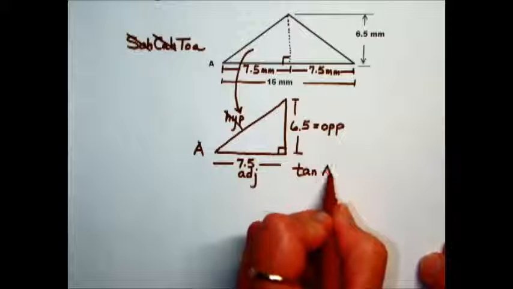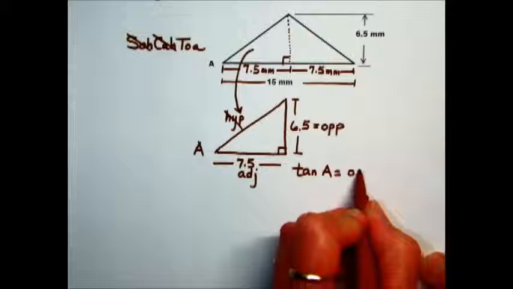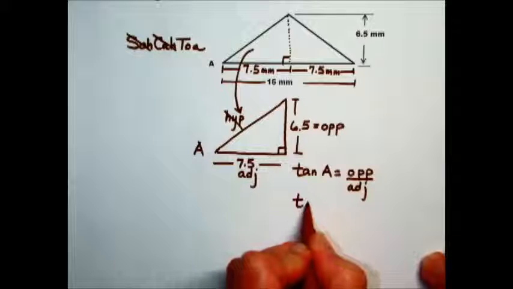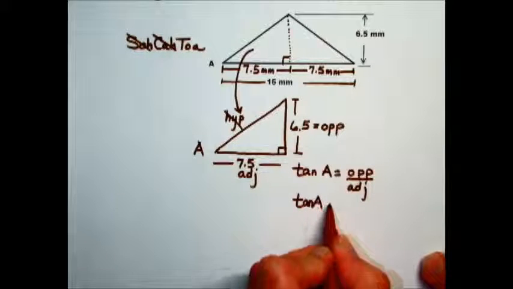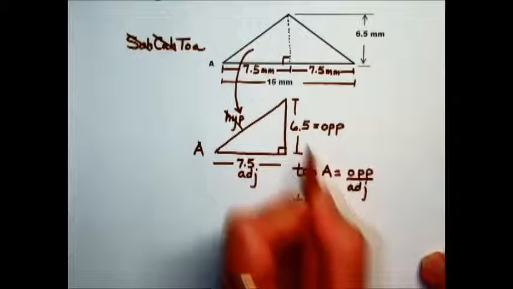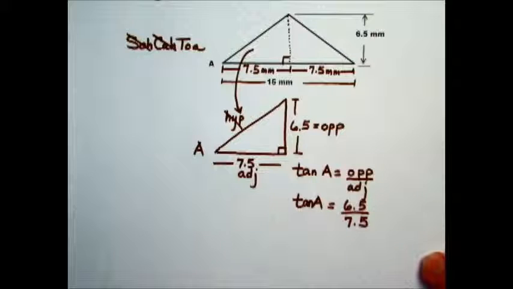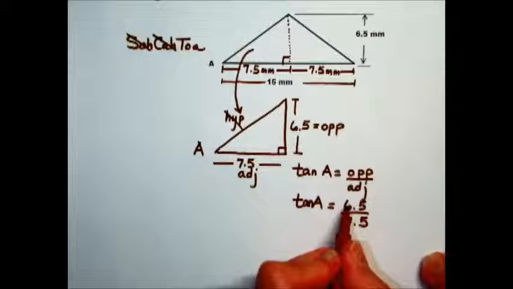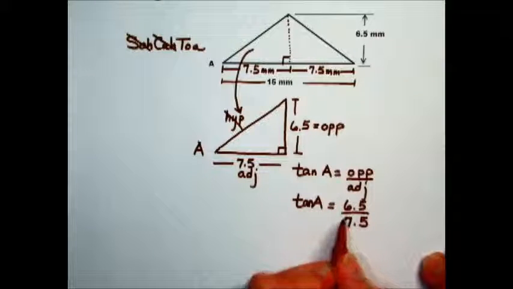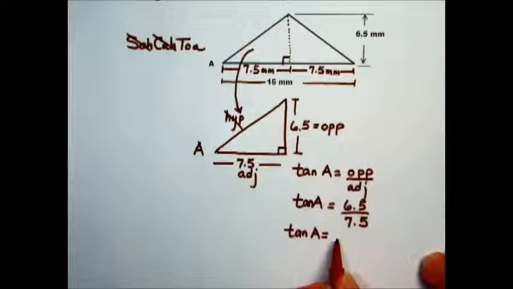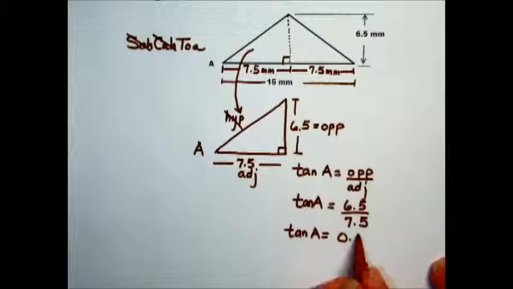ratio. Tangent of an acute angle is equal to O for opposite length over A adjacent length. We don't know the angle, so we'll leave the A by itself. Opposite has a length of 6.5 millimeters. The adjacent has a length of 7.5 millimeters. Simplifying the fraction by taking the numerator and dividing it by the denominator, in other words, taking 6.5 and dividing it by 7.5, we get a value of 0.866.